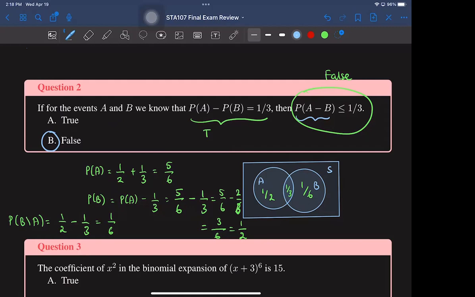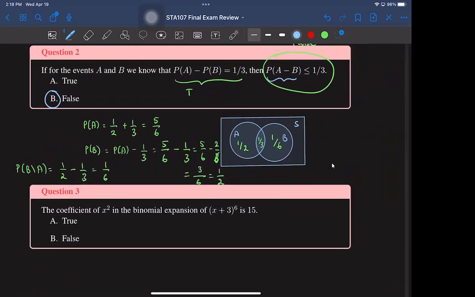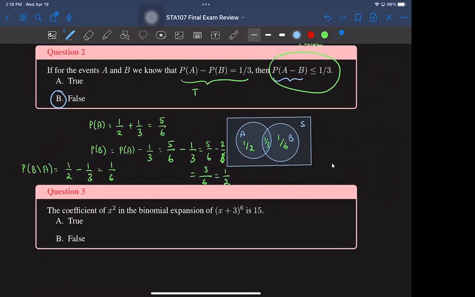Let's move on to the next question. Question 3. Please vote on Kahoot if you joined it, and if not, you can type your answer in the chat. For this one, you will need to recall the formula for the binomial theorem.